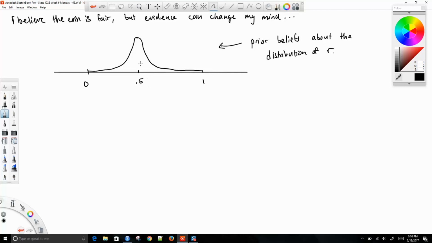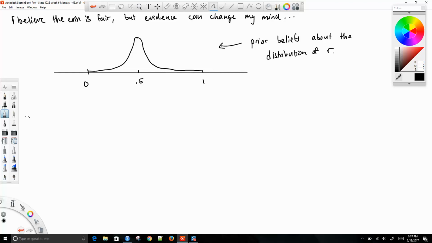So if I were to flip a coin and it lands heads 54 times out of 100, we're not immediately going to say, now I believe the coin lands heads with probability 0.54, because our prior beliefs are very strong that the coin lands heads with probability 0.5, and that's what we go with.